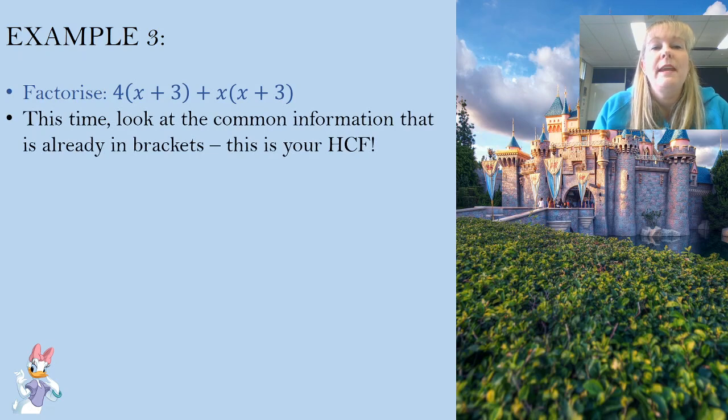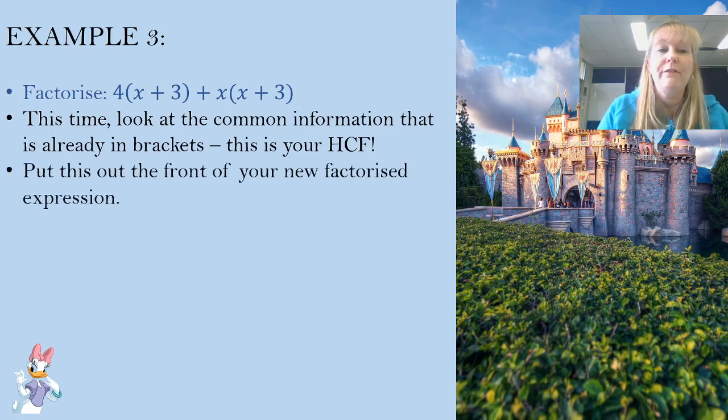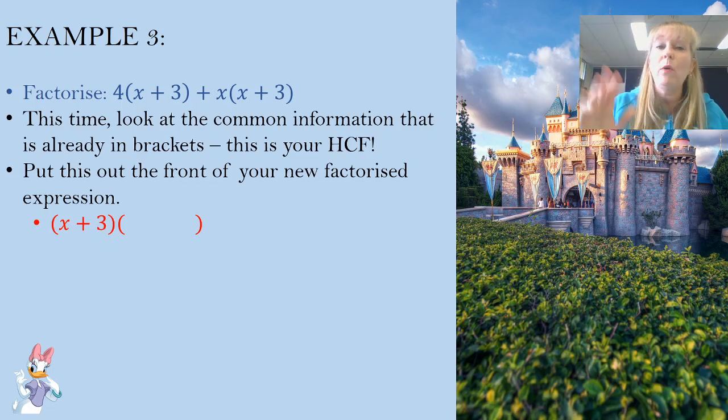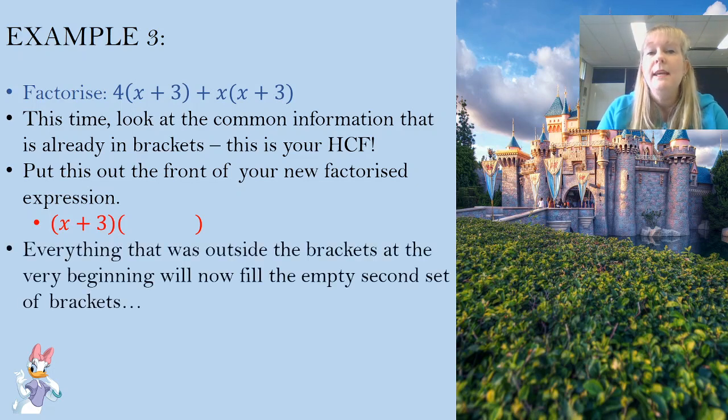So looking at those now, I can see that the first set of terms, 4 brackets x plus 3, has in common with it x plus 3 in that second set of brackets as well. So that is my highest common factor. And just like the previous example, the highest common factor goes out the front. So I'm going to have x plus 3 out the front with an empty set of brackets at the end. Now, in that second set of brackets is everything that was outside the brackets to begin with, because they were already multiplied by the highest common factor. So 4 plus x is going to fill that empty set of brackets.